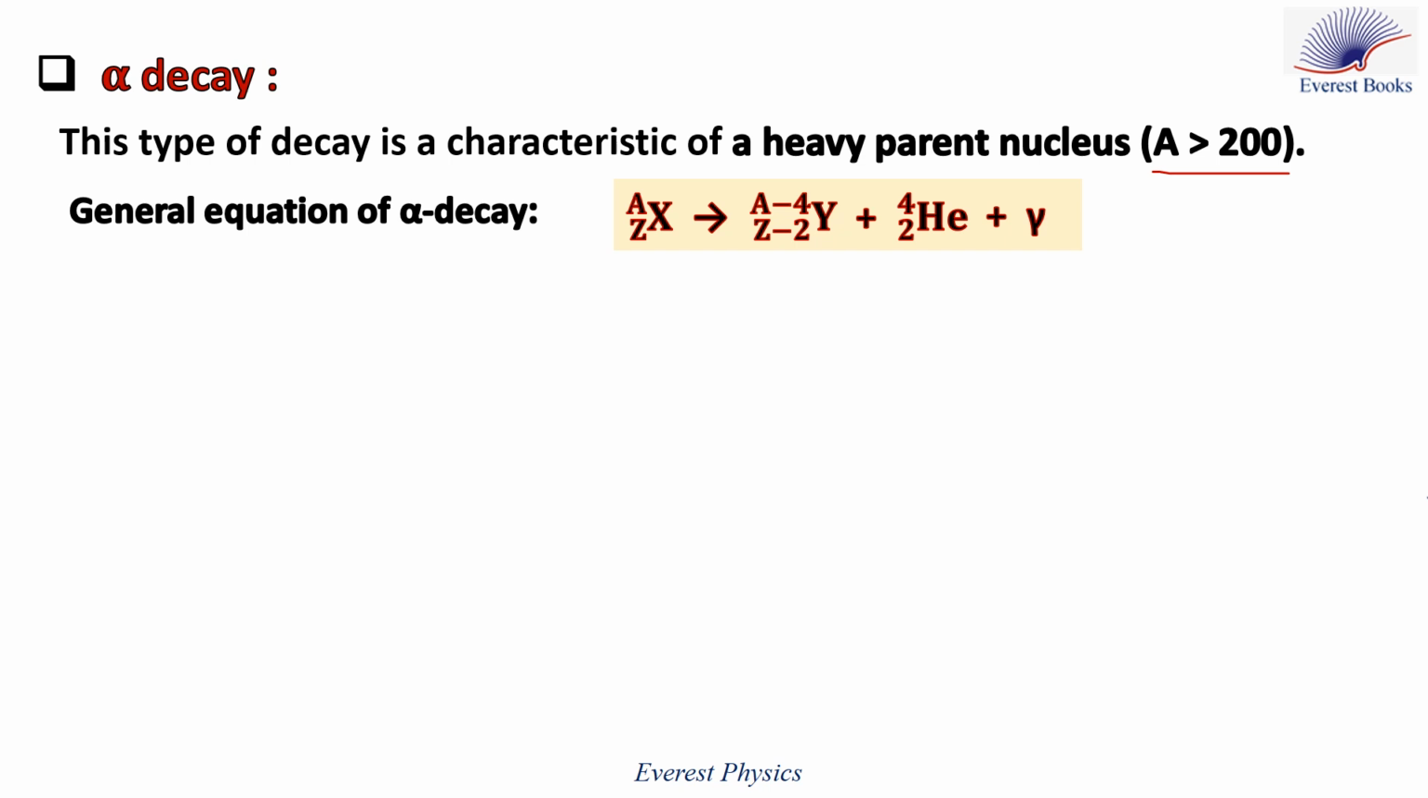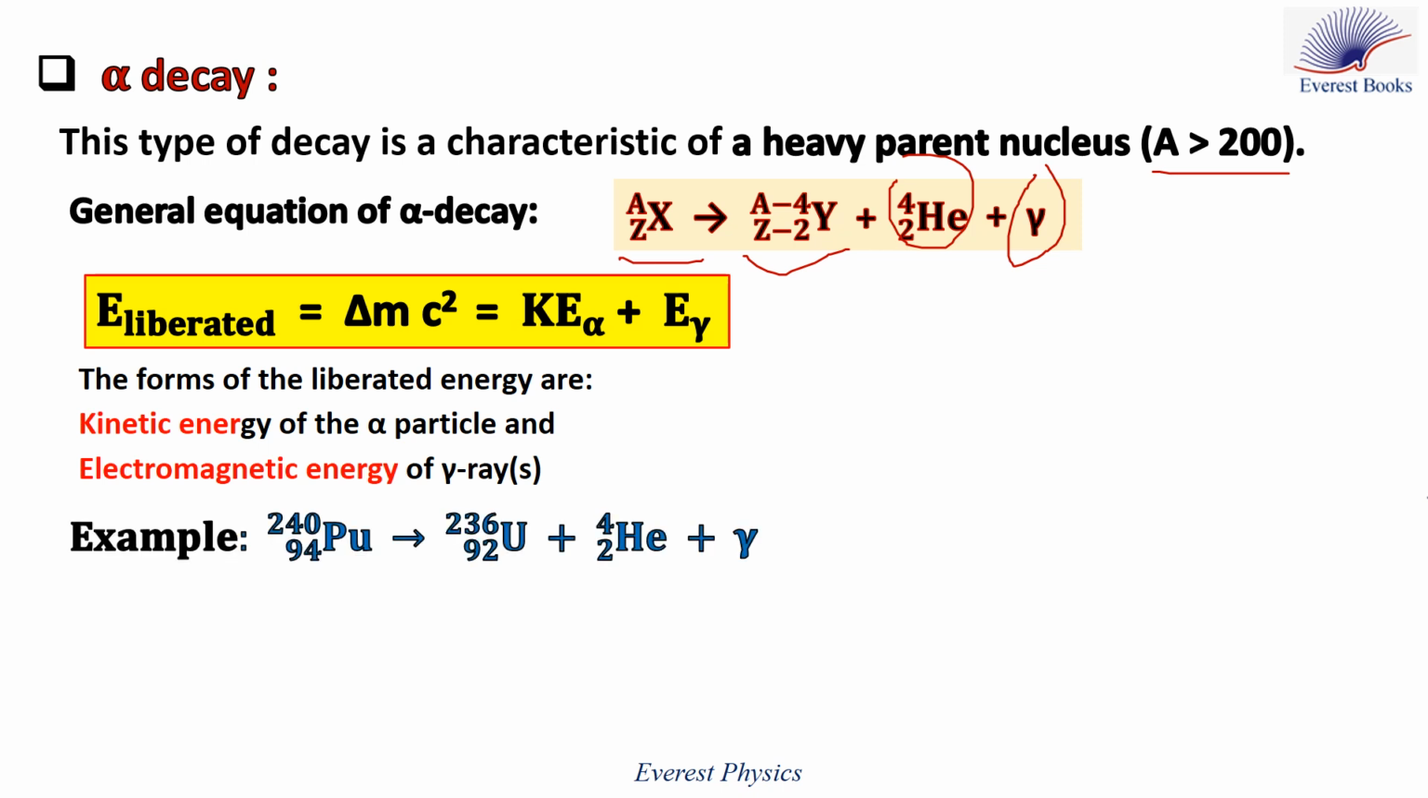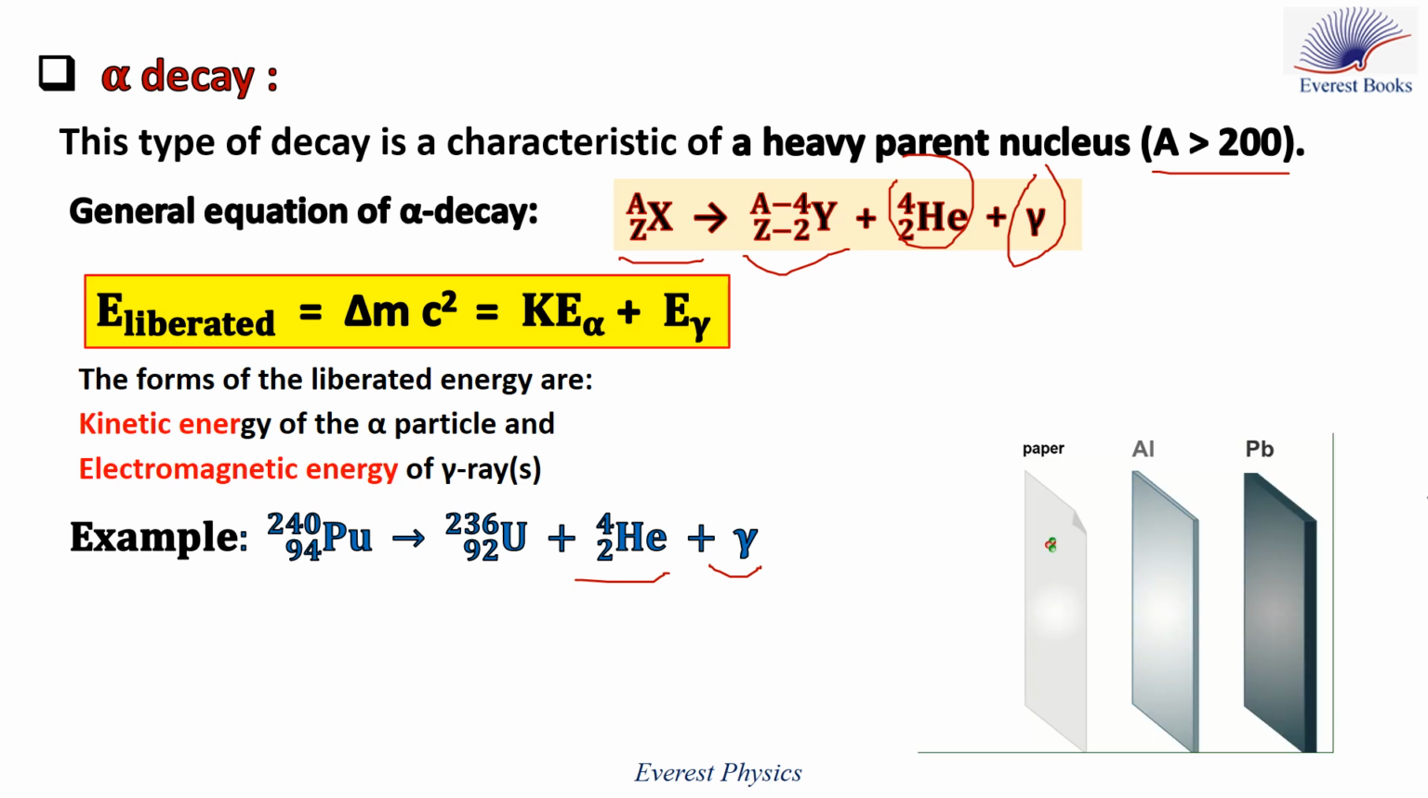Now, by neglecting the kinetic energy of the parent and the daughter nuclei, the liberated energy will be just the sum of the kinetic energy of the alpha particle and the electromagnetic energy of the gamma photons. The forms of the liberated energy are the kinetic energy of the alpha particle and the electromagnetic energy of gamma rays. Look at this example. Plutonium-240 decays into uranium-236 by emitting an alpha particle and gamma ray photons.